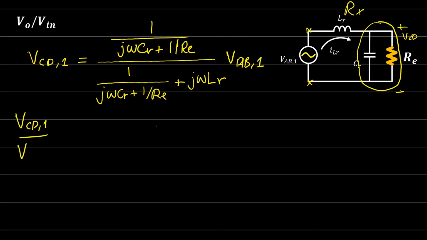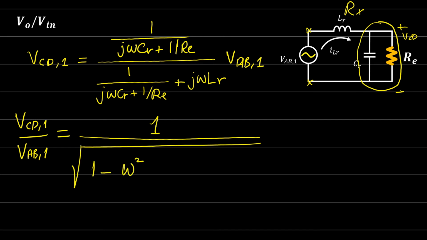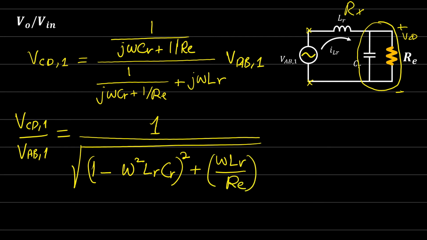V_CD1 over V_AB1 is equal to how much? Doing the simplification here, this is 1 over 1 minus omega squared L_R C_R, squared, plus omega L_R over equivalent resistance, all squared. Now we know the relation between V_CD and V_AB and V out over V in. So these we can obtain them from the previous slide.